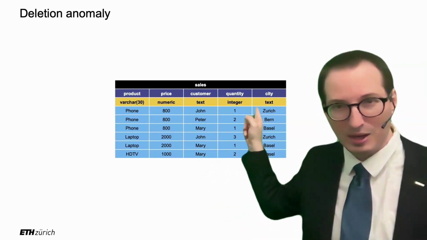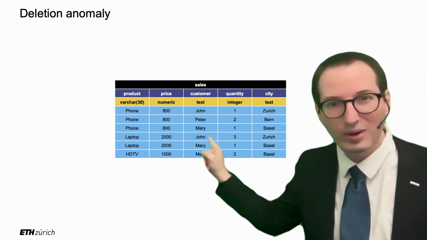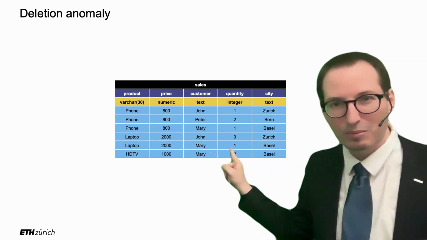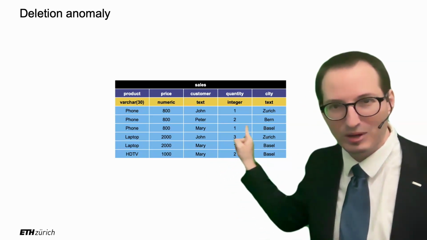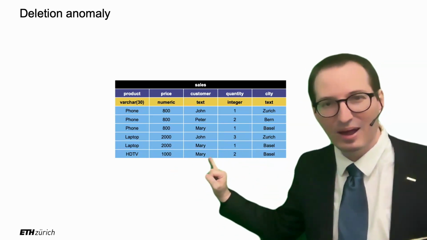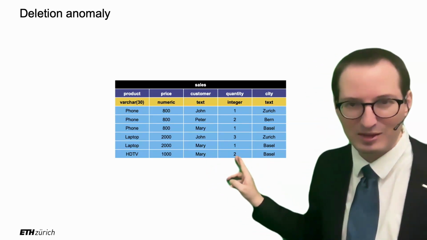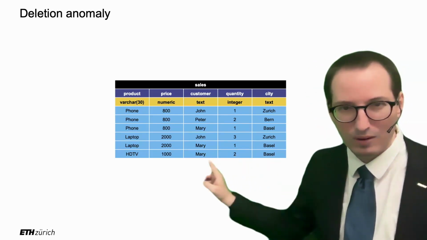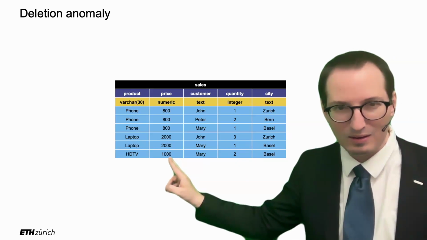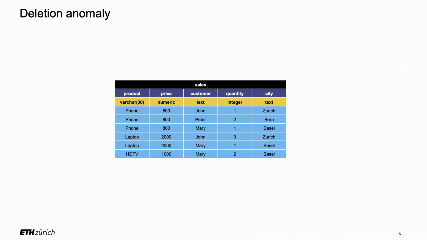John from Zurich, the same John that is here, bought 3 laptops. And Mary bought 1 laptop, the same Mary that was here, right, for 2,000 francs. And Mary, also again, the same Mary from Basel, bought 2 TVs for 1,000 francs, right? So this is where I store my data. Now, imagine that the data is getting old and I want to delete stuff. So imagine that I delete this row over here.